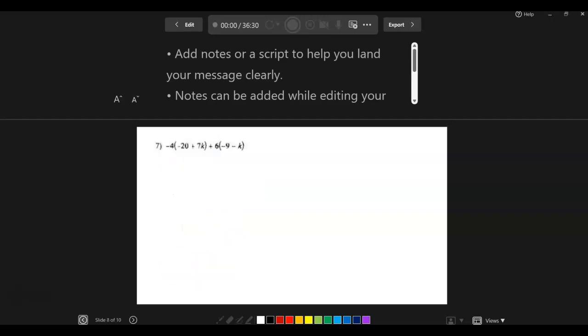Okay, now we move to two distributive property expressions. This time I've got to distribute the -4 to the -20 and then to the 7k. And over here I've got to distribute this +6 to the -9 and to the -k. And then I have to combine all the like terms. So let's try one together, and then I'm going to ask you to try one on your own.